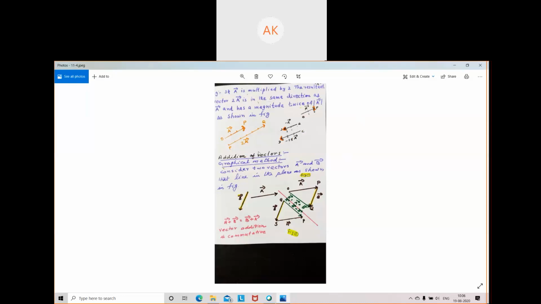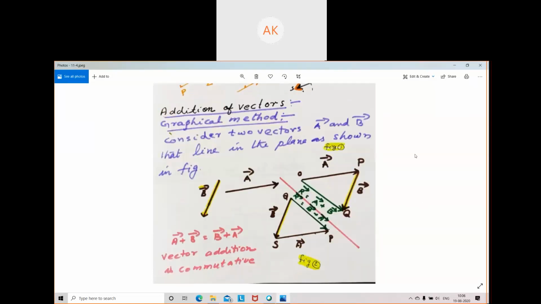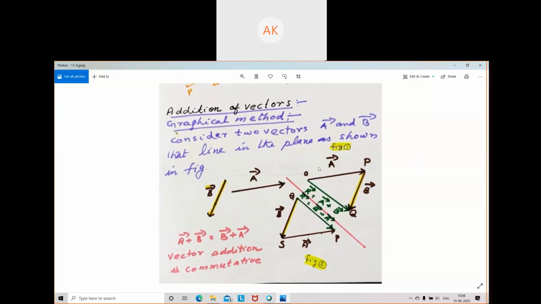Okay, yes, we have to study addition of vectors. I think you are able to see the screen. So, can you see the screen, children? Yes, ma'am. Okay. Then addition of vector.